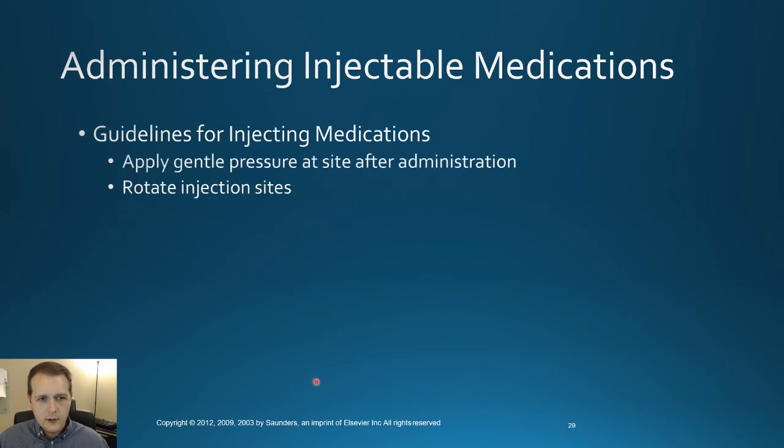Once you're done withdrawing the needle from the tissue, you want to go ahead and apply gentle pressure, usually with a piece of gauze or something afterwards, because it may have some oozing or bleeding. And then make sure to rotate injection sites. So you don't want to use the same site over and over again, because you'll find that some scar tissue will develop there, and injecting may be more difficult or more painful for the patient.